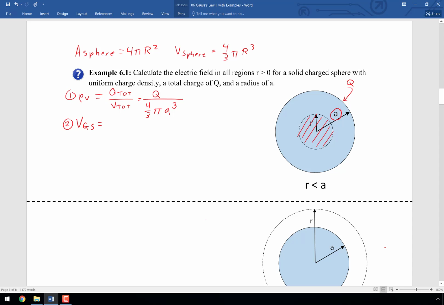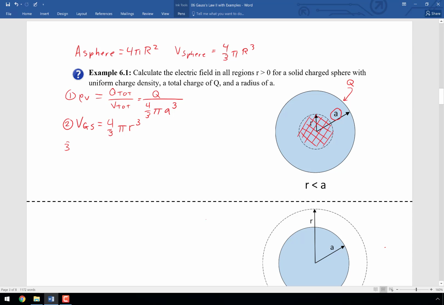The volume of the Gaussian, three-dimensional object, if you will. Well, that Gaussian surface is this inner sphere right here, the one that I've already shaded, and now I'm sort of cross-hatching. So the volume of the Gaussian surface is just 4/3 pi, and what's the radius of that cross-hatched region? It's r, so it's 4/3 pi r cubed.